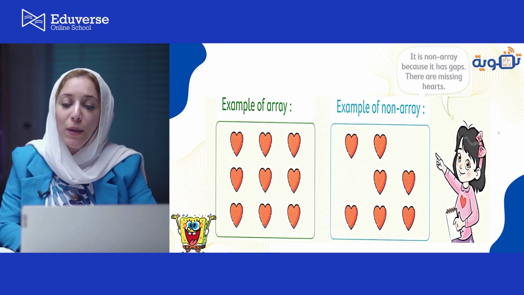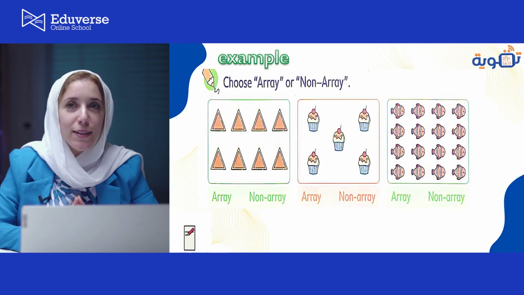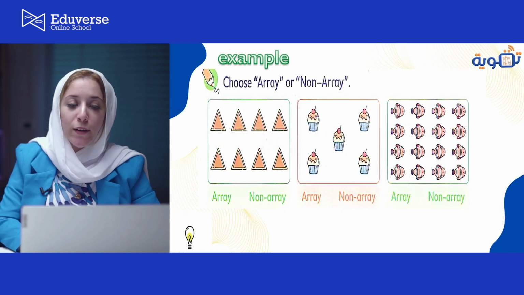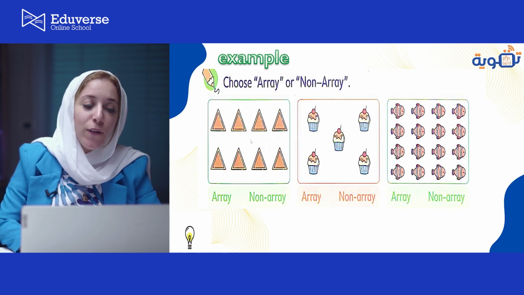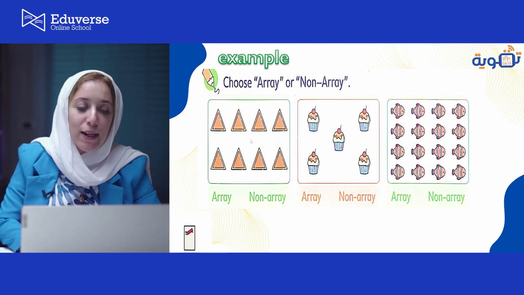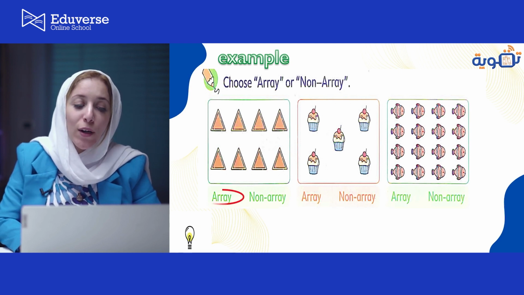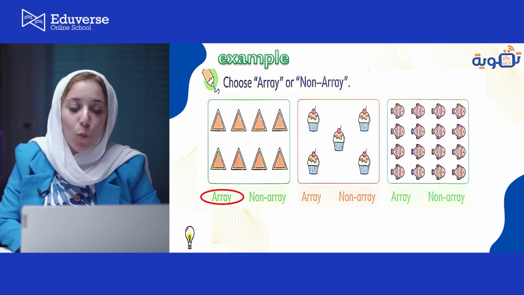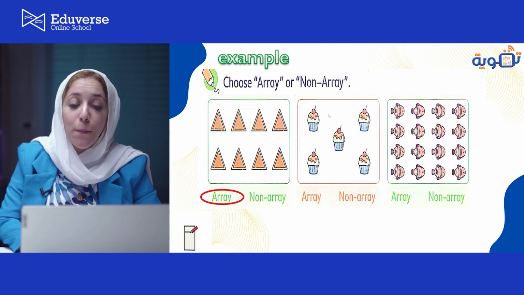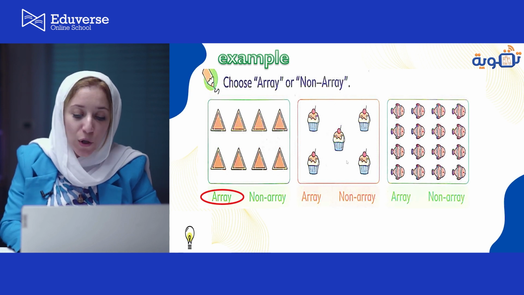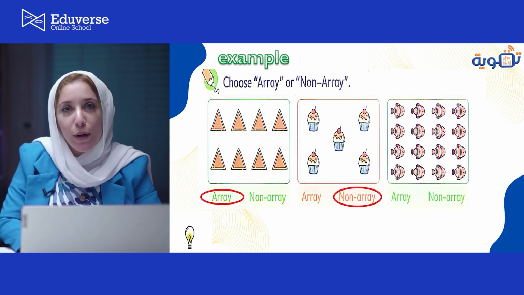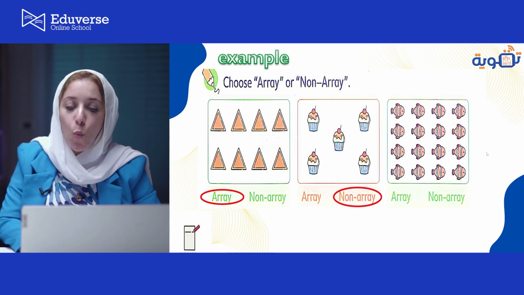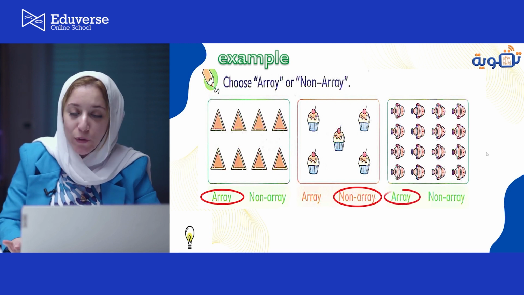Let's take examples about array and non-array. Look at this example. Is this array or non-array? Look at this picture. Is it array or non-array? Very good, it's an array because we don't have gaps. Look at the next picture. Is this array or non-array? Well done, it's non-array. Why? Because here we have gaps. So it's a non-array. Look at the next picture. Is this array or non-array? Well done, it's an array. Very good.